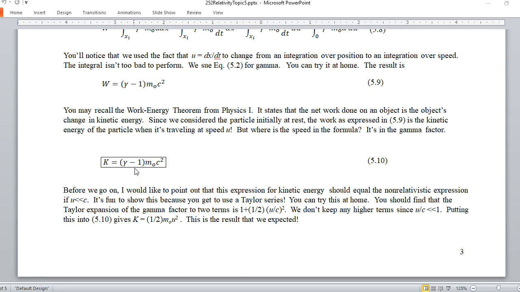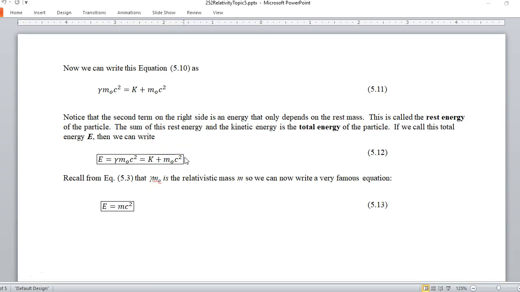I'm telling you though, in the low speed limit, if you take u a lot less than c, it will revert to that. It's sort of hard to see because you don't even see a speed in this equation, 5.10. But remember, the speed is in the gamma factor. And this is a fun one, because if you want to show that you in fact get one-half mass times speed squared, you can do a Taylor series expansion on that gamma function. You keep the first two terms as described here, and this will collapse into one-half m naught u squared when u is a lot less than c. So that's nice.